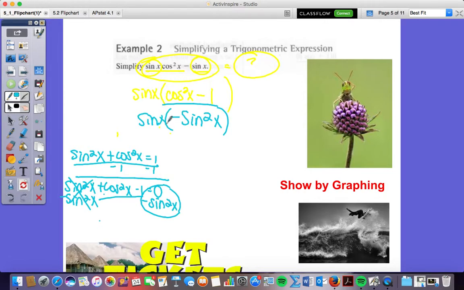Good. Now, can I simplify this one more step? Can I go one more step? What would I do? What would it be equal to? Cubed, because there's 3, right? So we would say this is negative sine cubed of x, and that is what the top would be equal to. Okay? All right, questions on that? Good stuff. Okay, let's go to the next one.